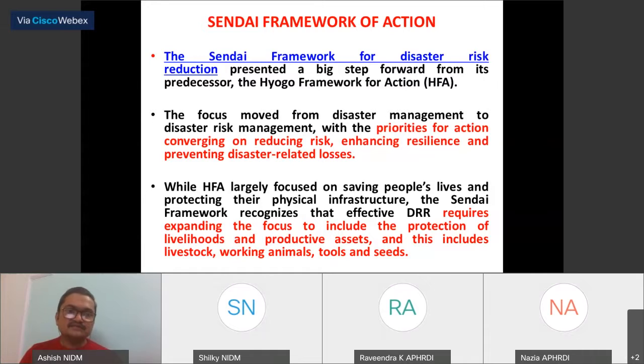So, in the Sendai Framework of Action, the focus moved from disaster management to disaster risk management. The priorities for action converge on reducing risk, enhancing resilience, and preventing disaster related losses. It moved towards expanding the focus to include the protection of livelihoods and productive assets, and this also includes livestock. This also includes the safety of wild animals, because if the eco balance is imbalanced, then our own human species' existence in times to come is going to be endangered like anything. So this very reality, this importance, has been emphasized in the Sendai Framework of Action.